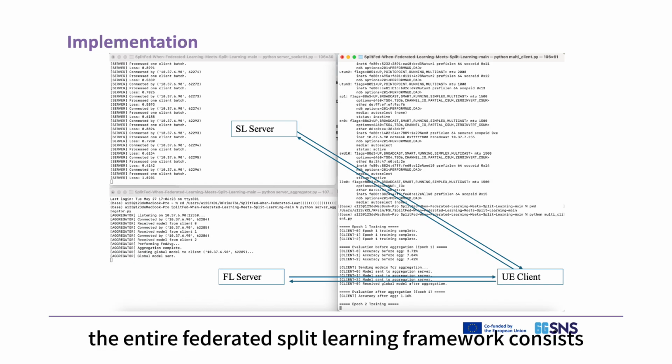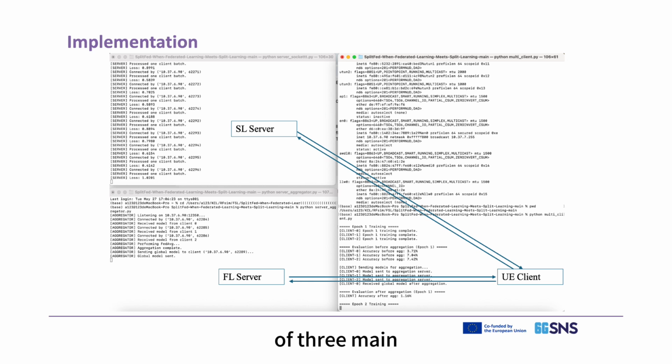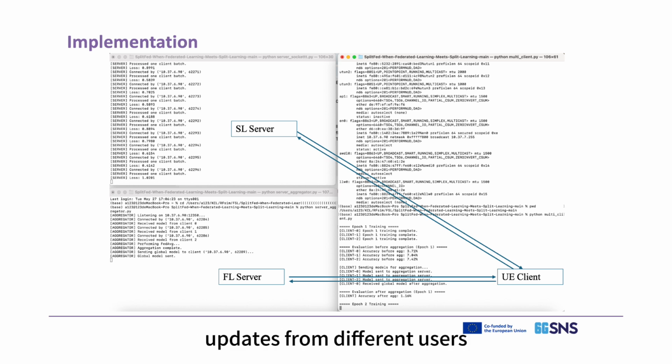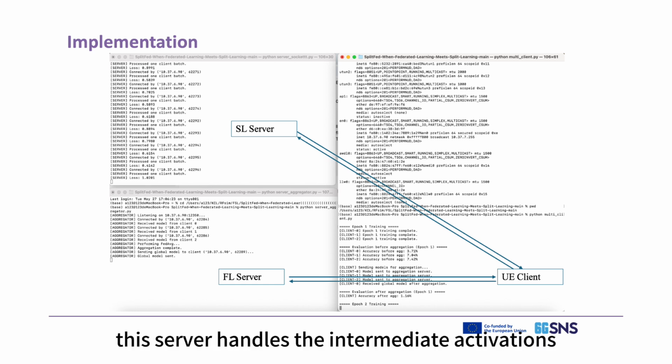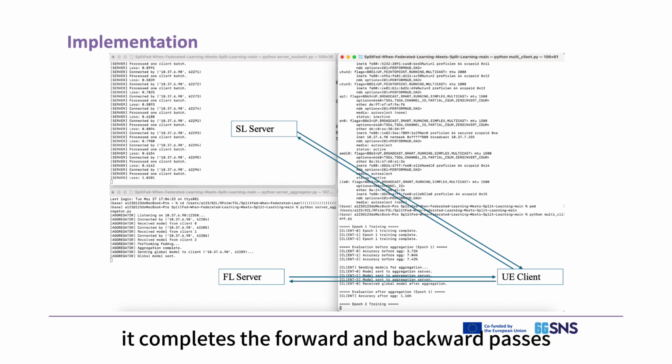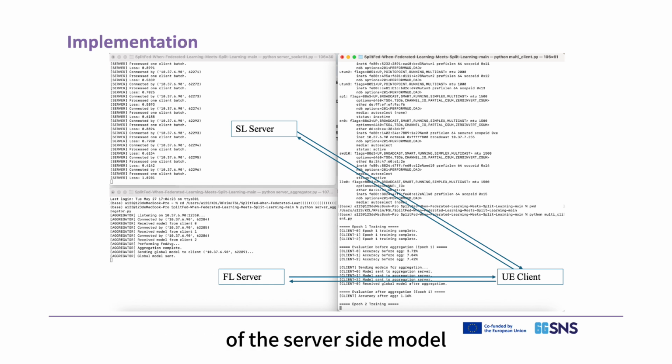The entire federated split learning framework consists of three main components. First, the aggregation server. It is responsible for collecting the local model updates from different users and performing model aggregation, which is a key step in federated learning. Second, the split server. This server handles the intermediate activations and gradients exchanged with user devices. It completes the forward and backward passes of the server-side model in the split learning process.